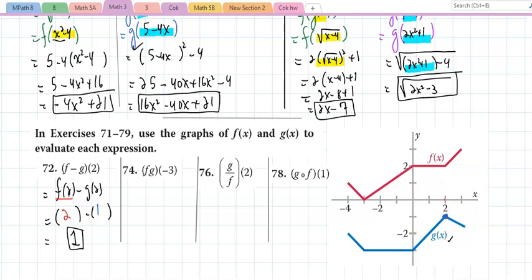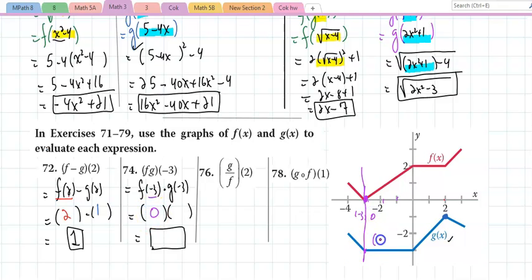On the next problem, I'm looking for f times g operating on negative 3. That's f of negative 3 times g of negative 3. That's two y values multiplied. And if I fix x to be at negative 3, right there, on the red, isn't that point negative 3, 0? On the blue, isn't that point negative 3, negative 3? So the y value, 0 times negative 3 is 0.